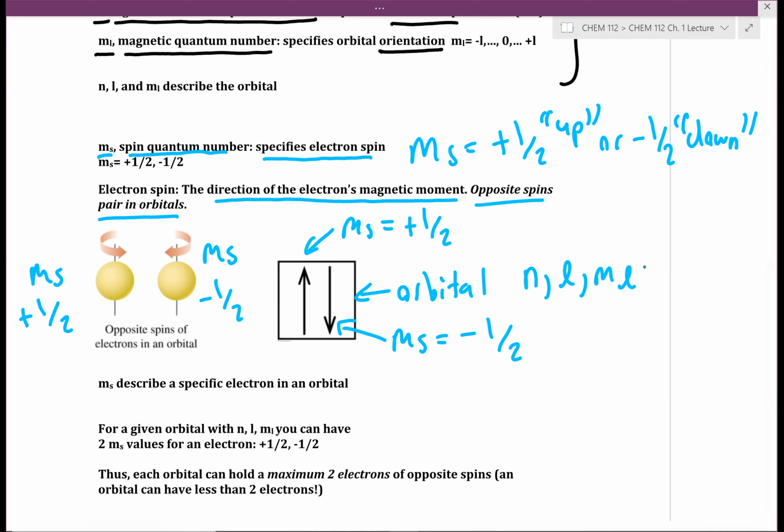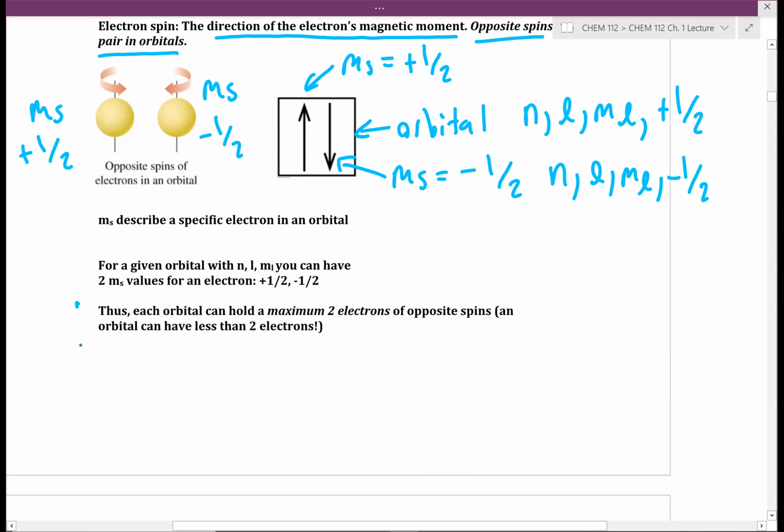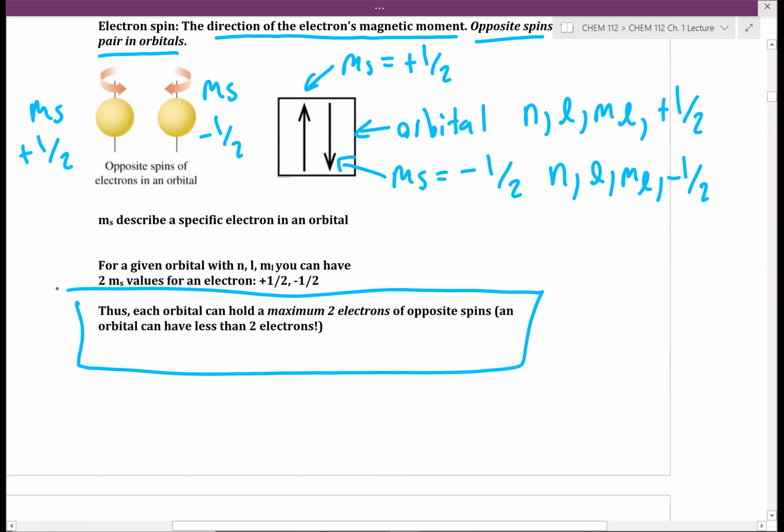And if we try to put another +1/2, would we be describing a new unique electron? If we have the same set of quantum numbers, are we truly describing a different electron? No. So no matter how much we try, we can only fit a maximum of 2 electrons in an orbital, 2 unique sets of quantum numbers per orbital. Okay, so the key takeaway I want you to derive from this discussion: each orbital can hold a maximum of 2 electrons of opposite spins.